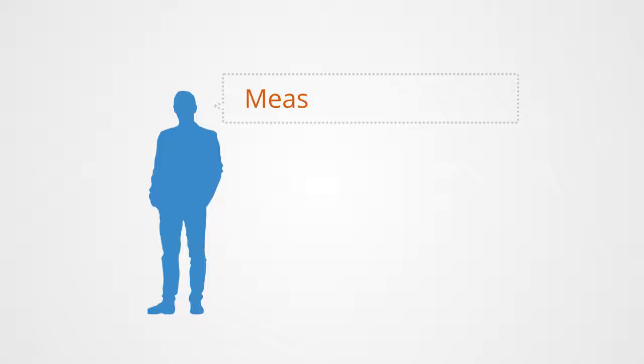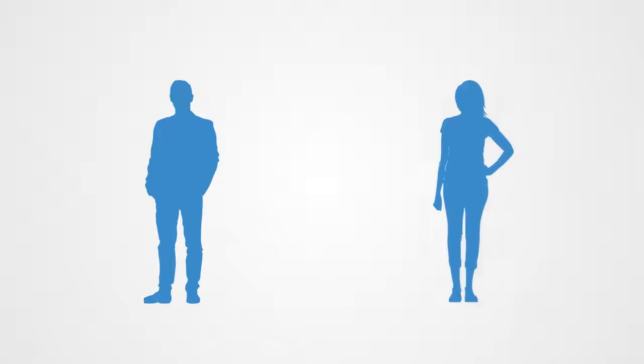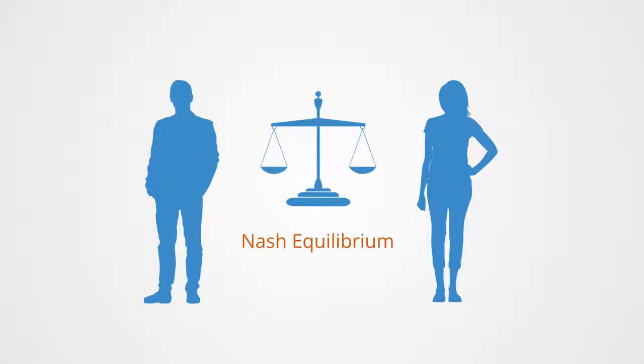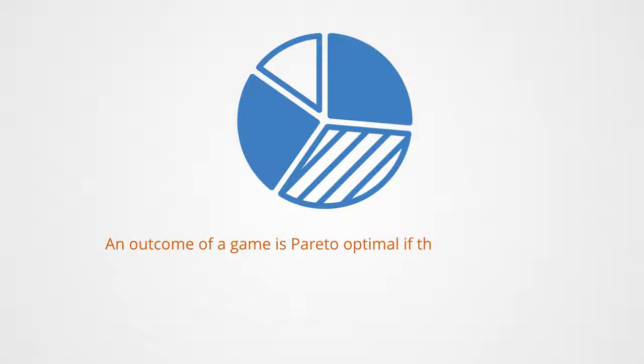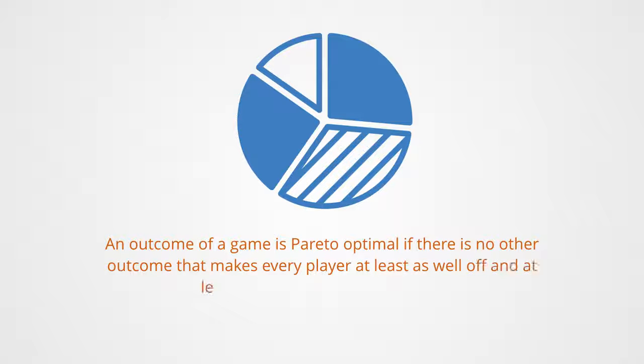Pareto Optimality is a measurement of efficiency named after Vilfredo Pareto, whereas Nash equilibrium is a solution concept of non-cooperative games. Pareto Optimality in game theory answers a very specific question of whether an outcome can be better than any other. Pareto Optimality is a notion of efficiency or optimality for all the members involved. An outcome of a game is Pareto optimal if there is no other outcome that makes every player at least as well off and at least one player strictly better off. That is to say, a Pareto optimal outcome cannot be improved upon without hurting at least one player.